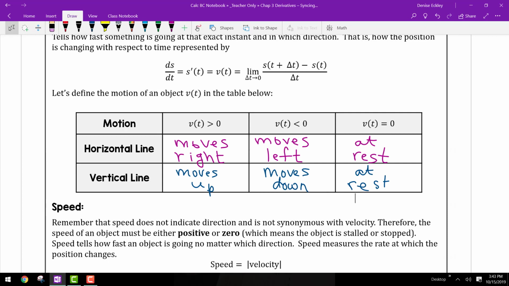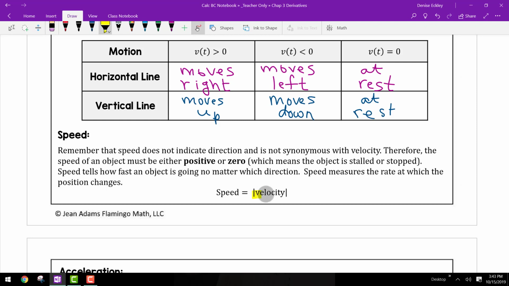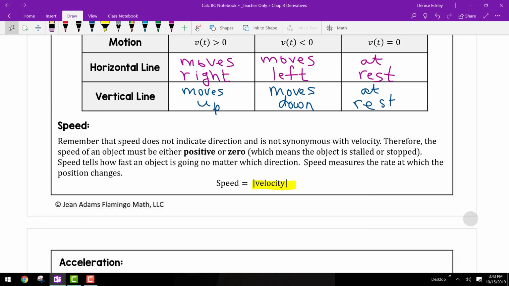Okay, now, here's what can be a little confusing. Remember, speed is a little different. Speed doesn't indicate a direction, and is not always synonymous with velocity, even though we take it that way. So the speed of an object is either positive or zero. We mean it's either moving or it's stopped. So you want to be careful about that. Speed tells you how fast an object is going, but not the direction. So speed only measures the rate at which position changes. So it's always positive. It is defined as the absolute value of velocity. So you can't tell from the speed the direction that the object is moving.